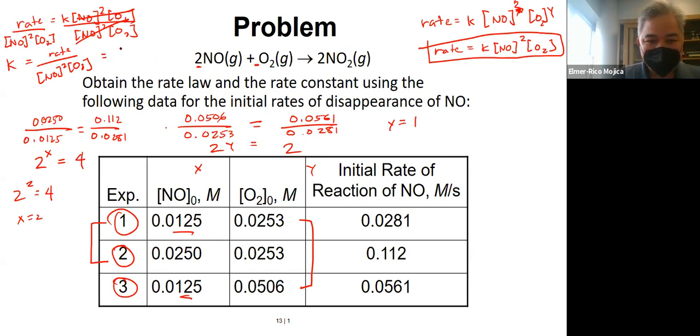So if I'm going to use experiment 1 there, I have 0.0281 divided by 0.0125 squared times 0.0253. So the value that I get, I just want to double check. What value do you get? 7.11 or 711? Oh no, 7.11.